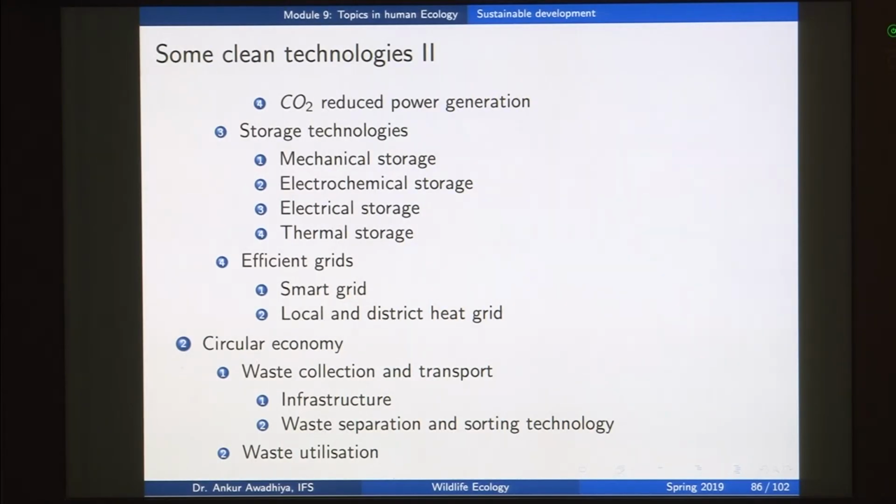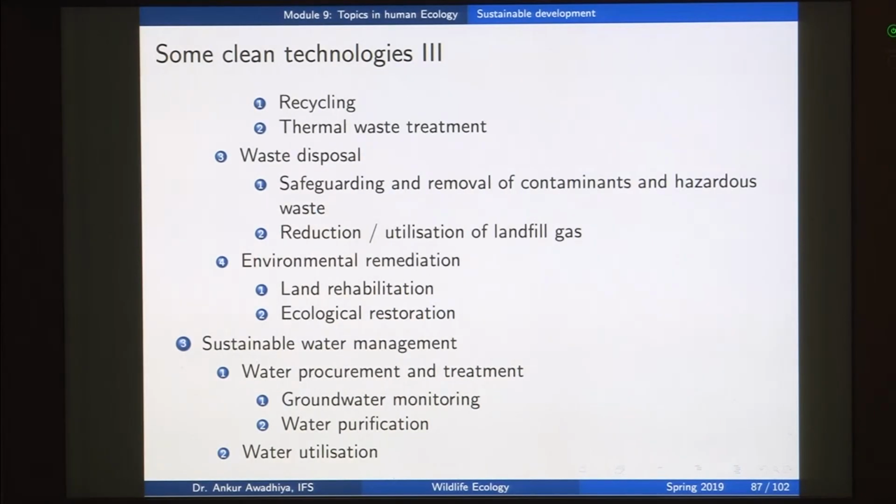Is there any amount of waste utilization that we can do, either through recycling, or we can burn this waste to generate heat and generate electricity out of it? Or we talk about waste disposal technologies, that is also a clean technology. Safeguarding and removal of contaminants and hazardous waste. If we can remove the hazardous waste, then the rest of the waste can be disposed of much more easily. Or reduction or utilization of landfill gas.